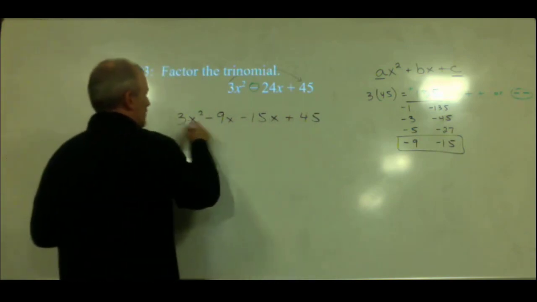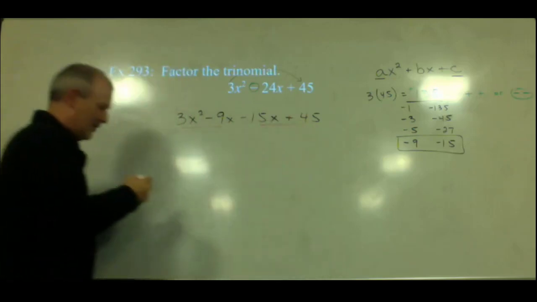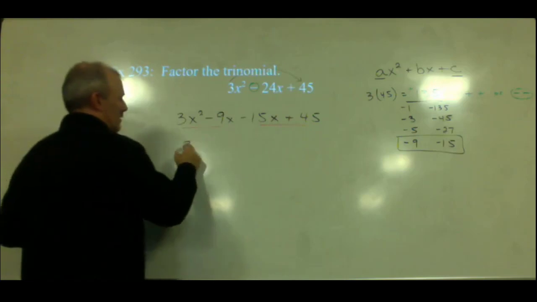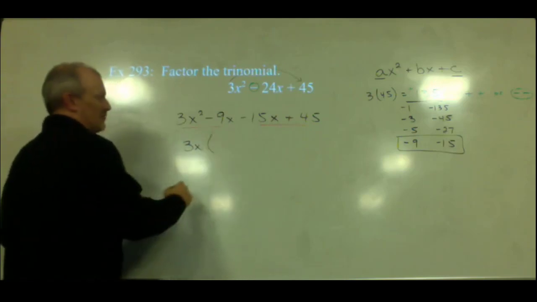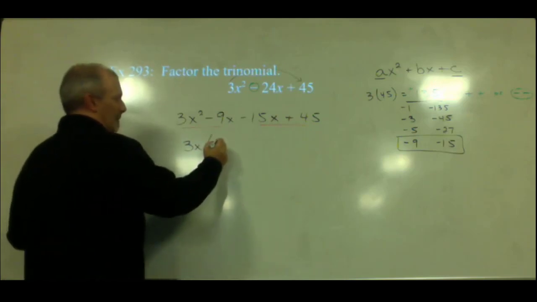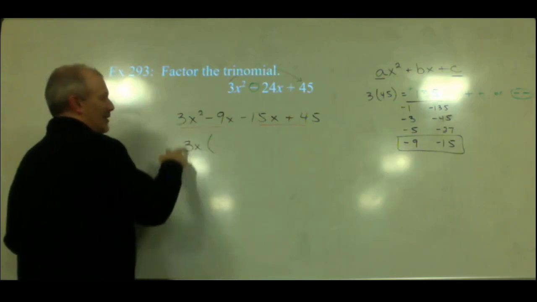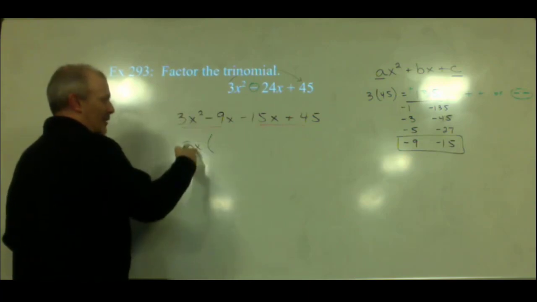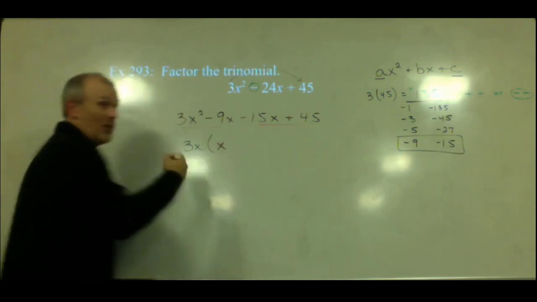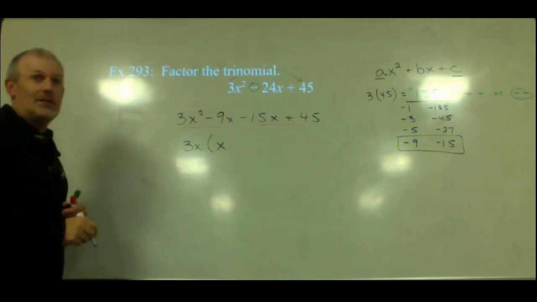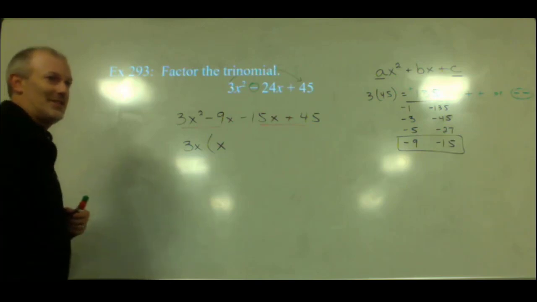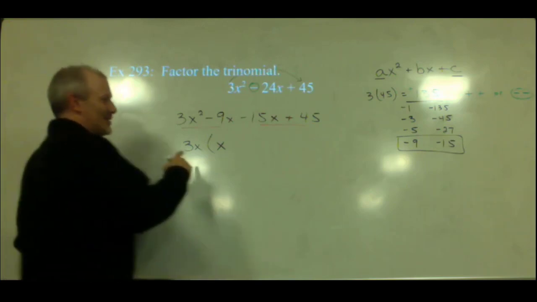So first group, second group. What can we factor out of the first group? 3x. And what's left? 1. Not 1 plus x. Right here, when you're dividing, 3 divided by 3 is 1. X squared divided by x is x, so it's 1x. So it's just an x.